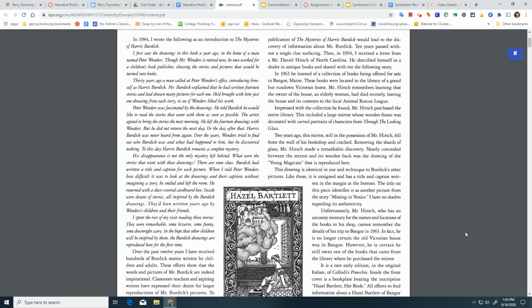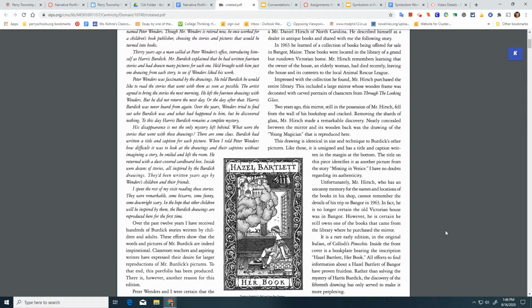Unfortunately, Mr. Hirsch, who has an uncanny memory for the names and locations of the books in his shop, cannot remember the details of this trip to Bangor in 1963. In fact, he is no longer certain the old Victorian house was in Bangor. However, he is certain he still owns one of the books that came from the library where he purchased the mirror. It is a rare early edition in the original Italian of Collodi's Pinocchio.